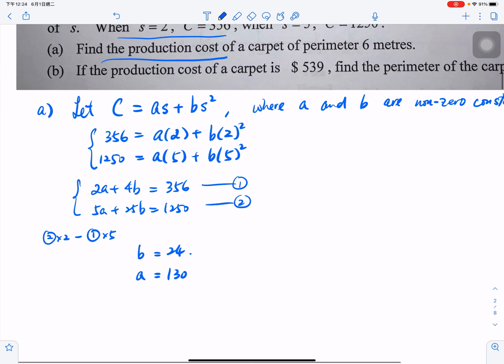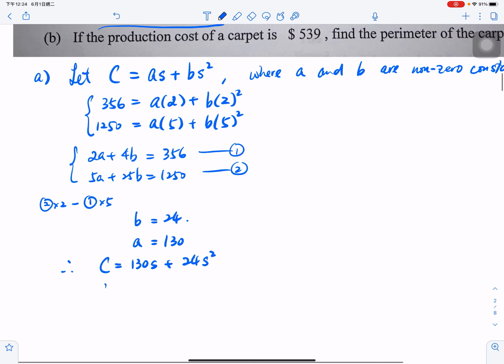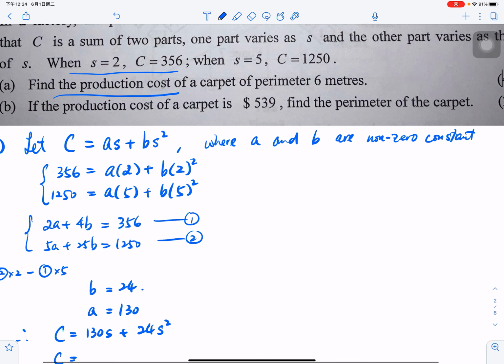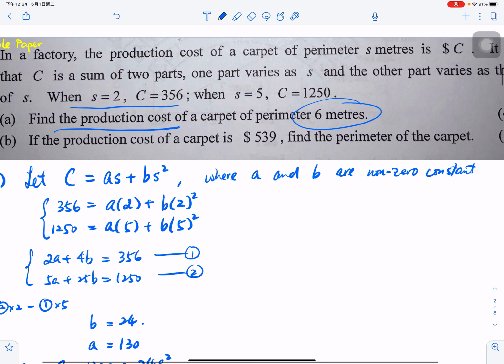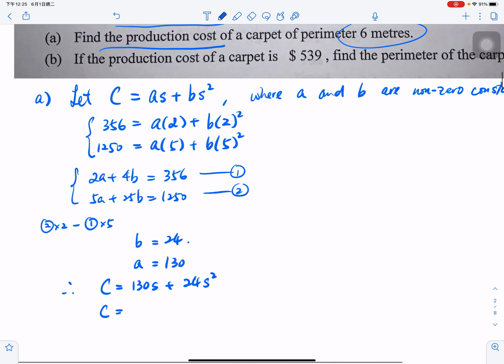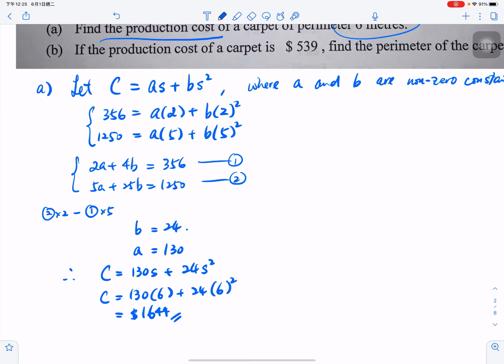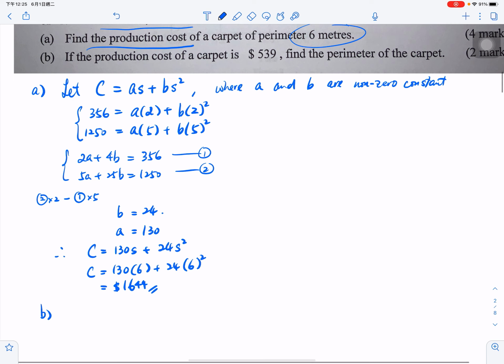After calculating, it's not finished. Remember to write down, C equals 130S plus 24S squared. And now we need to find, if the perimeter S equals 6, what is the answer? So 130 times 6, plus 24 times 6 squared. So as a result, 1644. This is the answer to Part A.